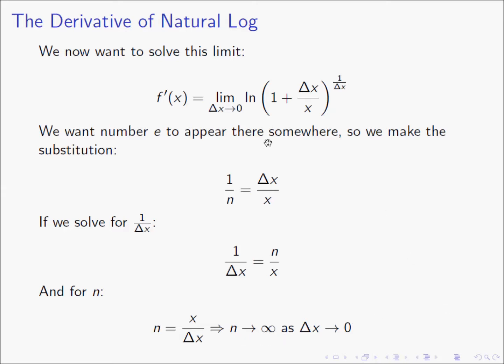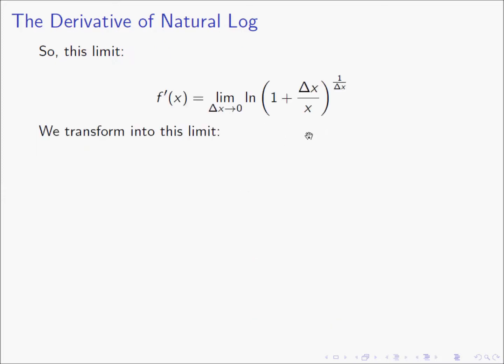We need that because we're going to write this limit as a limit where n is a variable. n is approaching infinity. And delta x over x is 1 over n, and 1 over delta x is n over x. Here x is considered a constant. So we now have to solve this limit here.